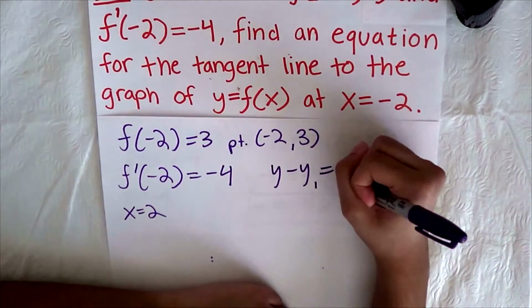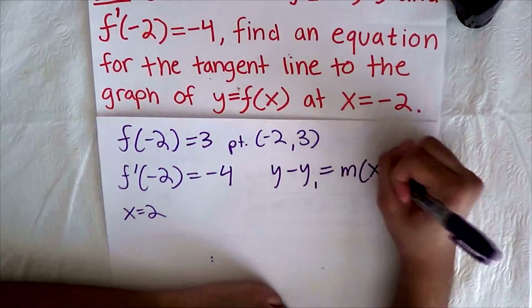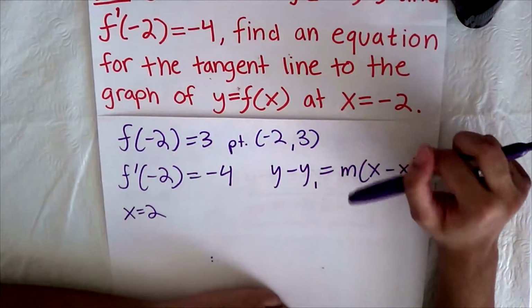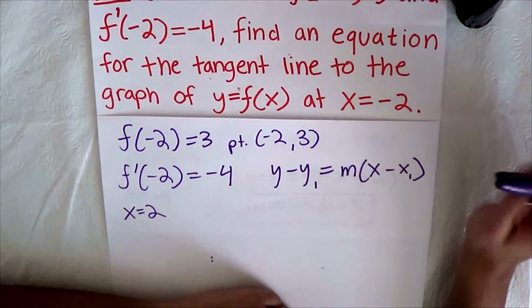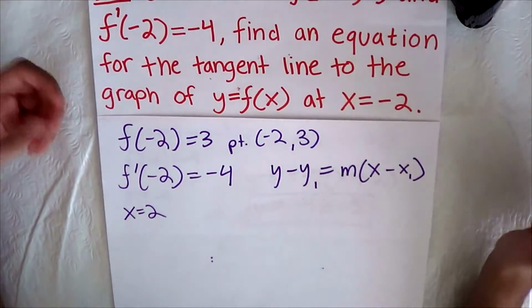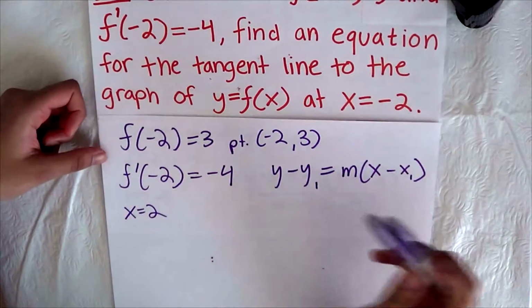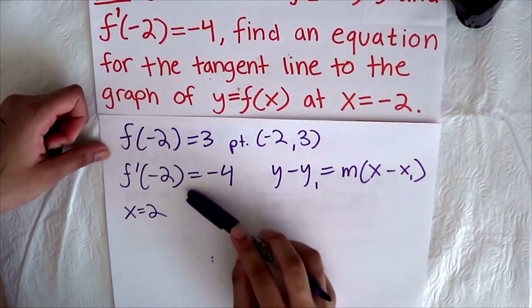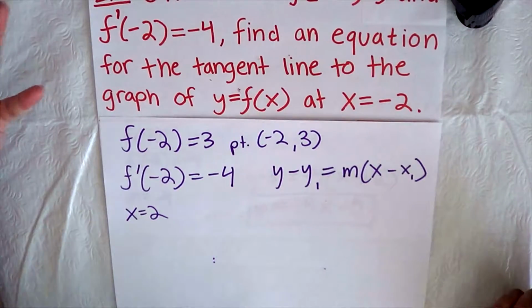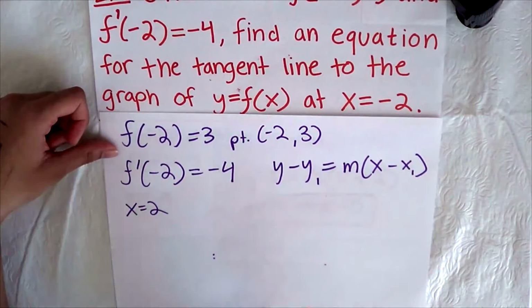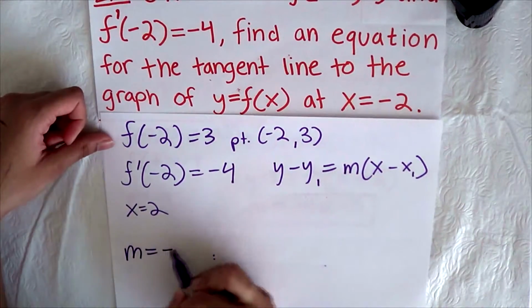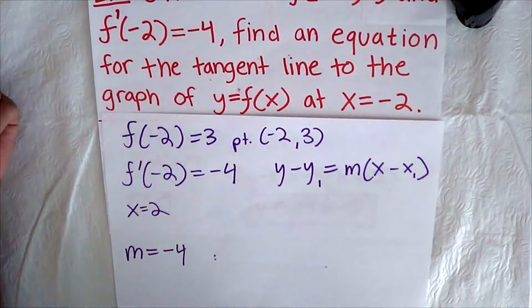Let's just write our point-slope form and take a look at it really quickly. y minus y1 equals the slope times x minus x1. Our m is the slope, and the slope of a line is usually represented by the derivative, which is represented by f prime. And as you can see, we're already given f prime of negative 2 is negative 4. So doesn't that mean we already have our slope? Yep. So m equals negative 4. We're already given that.